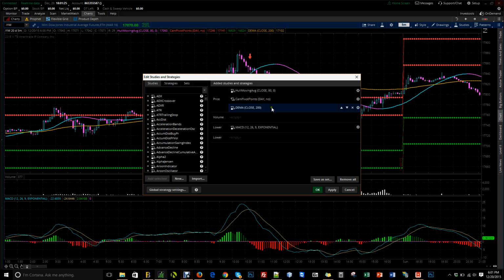Okay. I use the DEMA, which is essentially a simple moving average, set to 200, okay, which is that yellow line there. And I use the MACD, set to its traditional settings of 12, 26, and 9. I use the exponential one. Feel free to play around with it and see what works best for you. Okay. That's what I like to use. The CAM pivot points, that's a custom indicator, and that's provided on the strategy page for you.